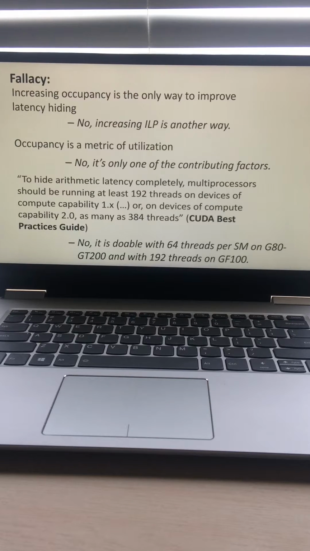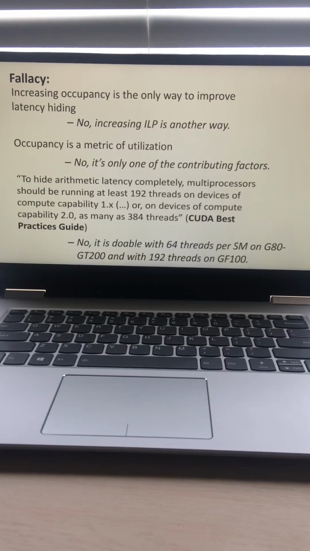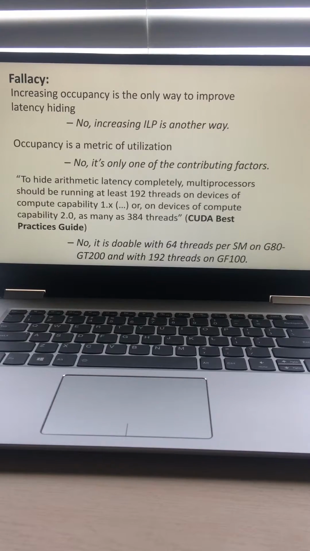contributing factors. Also, it was believed that to completely hide arithmetic latency, multiprocessors should run at least 192 threads on a device of similar compute capability and 384 threads on devices of double compute capability. However, it has been found that G80 and GT200 use only 64 threads per SM, and GF100 uses 192 threads per SM to achieve the same results.